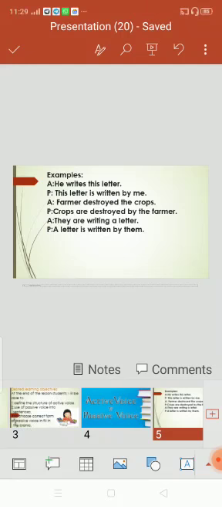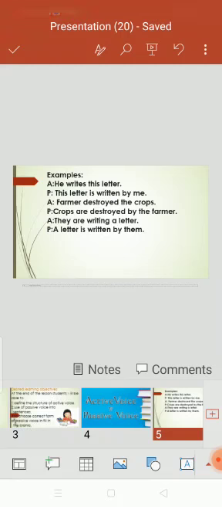"The farmer destroyed the crops." So the passive sentence is "The crops are destroyed by the farmer." Active sentence: "They are writing a letter." So the answer should be "A letter is being written by them." You will add "being" before "written" to show the continuity, to show the progress.